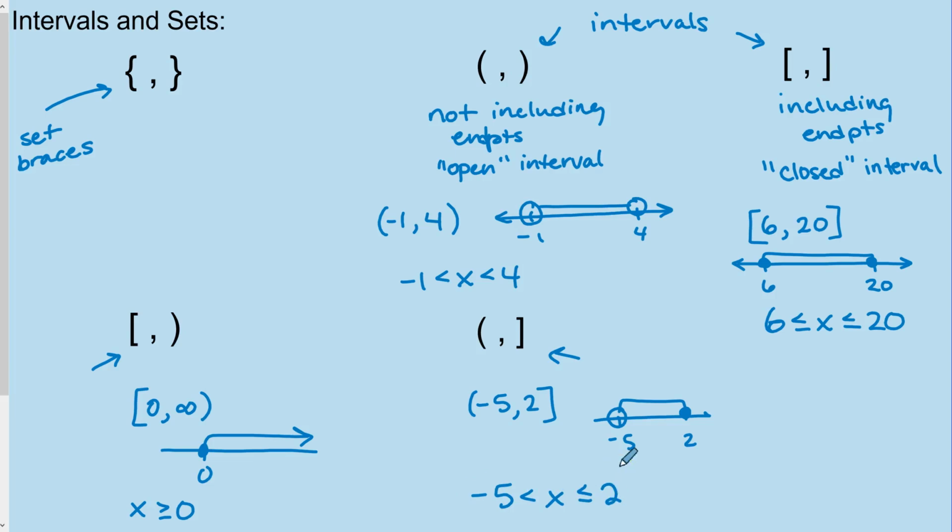Just like you can never have a square bracket around positive infinity, you could also never have a square bracket around negative infinity.